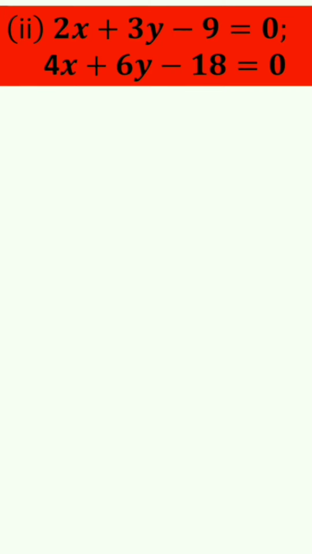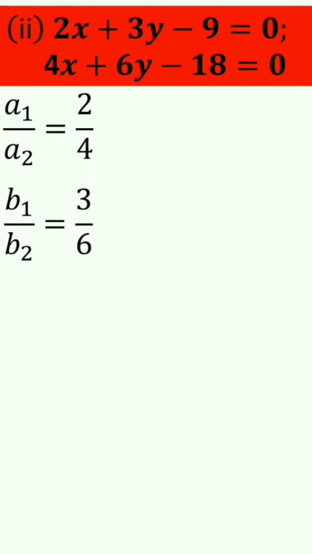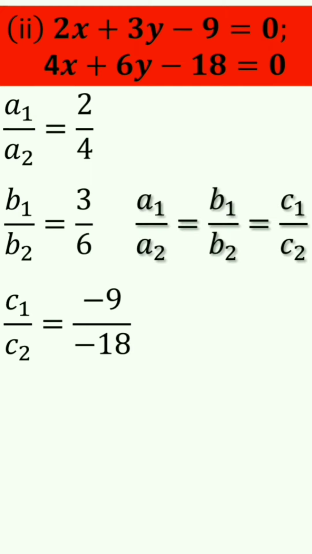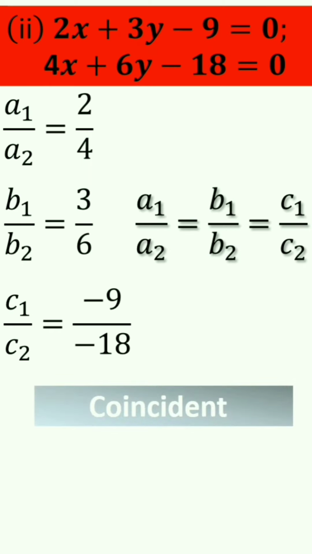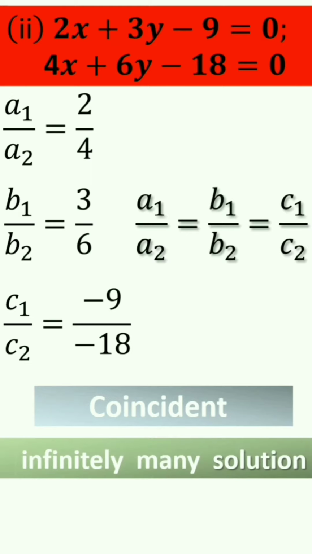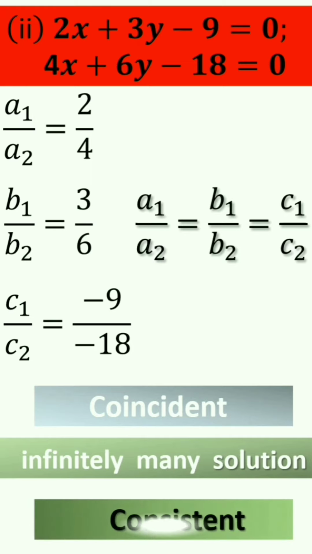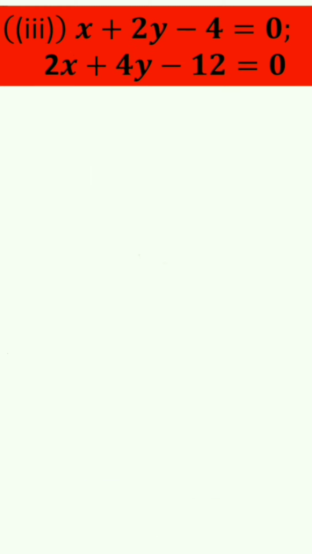Here is another pair of linear equations and a1 by a2 is 2 by 4, that is half. b1 by b2 is 3 by 6, that is also half. c1 by c2 is minus 9 by minus 18, that is also half. So here a1 by a2 is equal to b1 by b2 is equal to c1 by c2. So the lines are coincident when we graph the equations. When solved algebraically, we get infinitely many solutions. The pair of linear equations is said to be a consistent pair of equations.